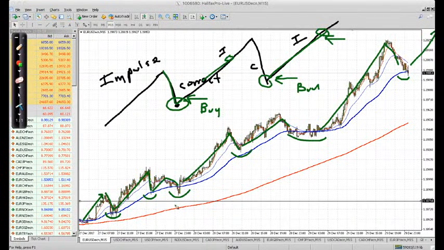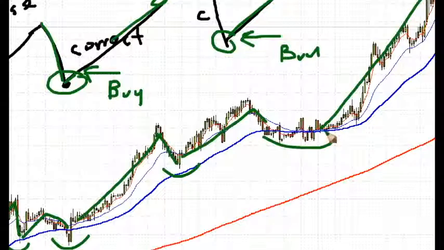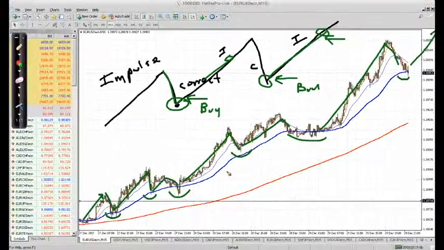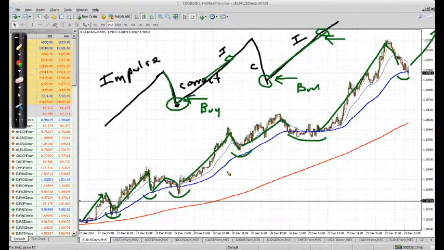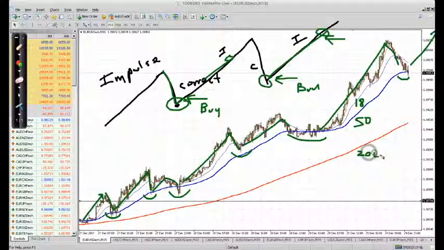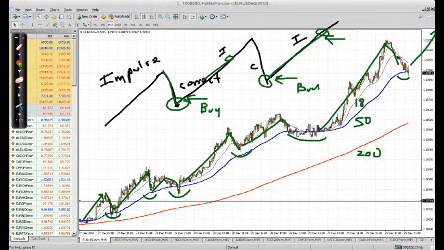Now, always remember, we are only confident to buy when it hits the 50 moving average on a very clear uptrend. And how do you know it's a clear uptrend? Like I said, look at the sequence. The 18 must be above the 50, which must be above the 200. And ideally, at that point, they should generally be sloping upward.